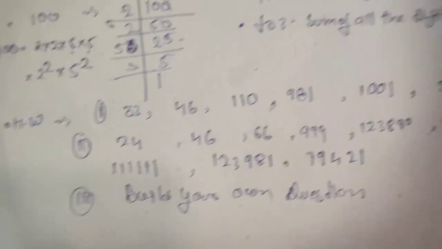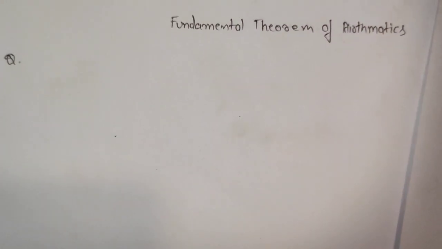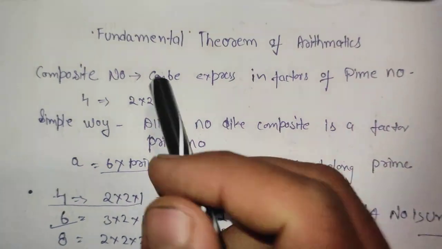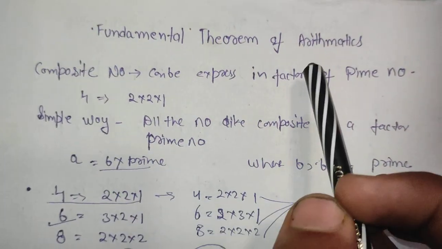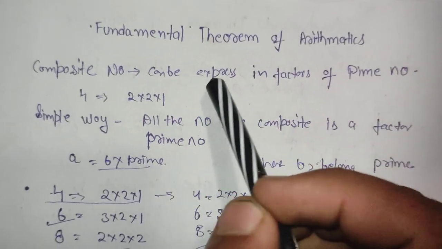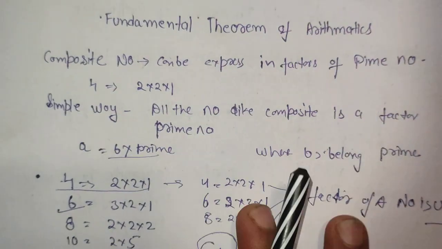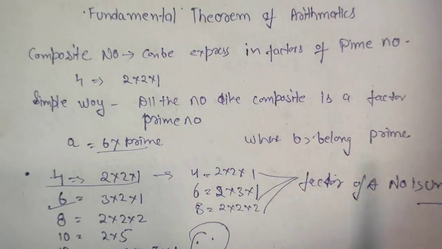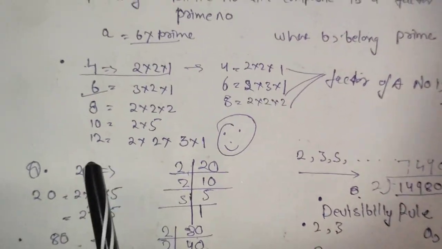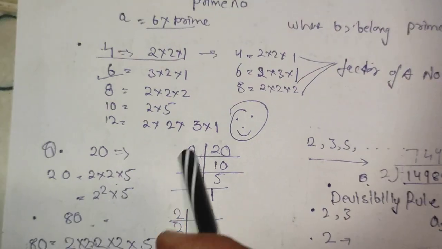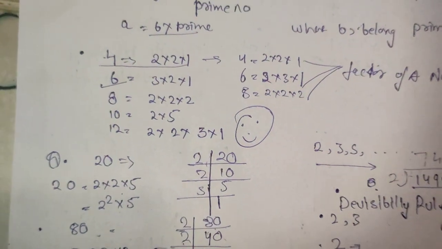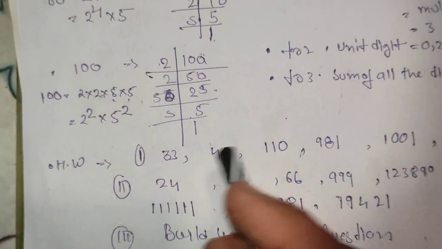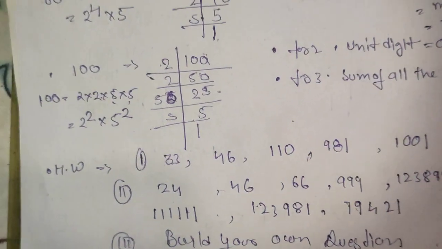Let's understand our new topic, which is the fundamental theorem of arithmetic. In the previous class we discussed a brief review. The fundamental theorem of arithmetic says that any composite number can be expressed as a product of prime numbers. In a simple way, all the numbers are products of primes. For example, we can convert 20 into a product of prime numbers. Now the remaining homework we solve, and then move on to the next question.